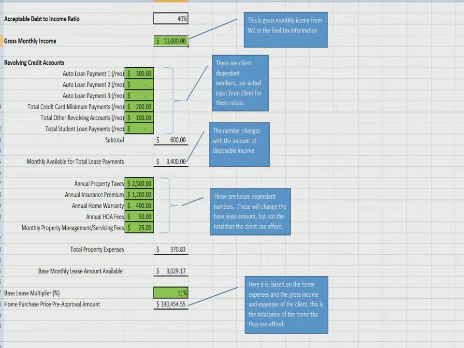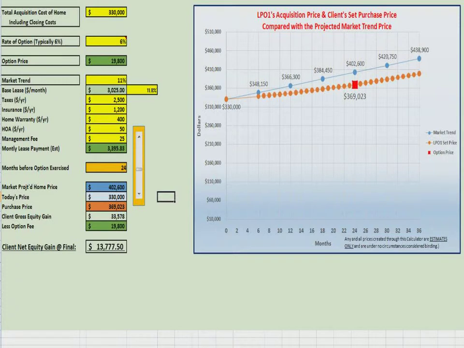Now we're going to flip over to the graph side. I'm going to take that same $330,000 as our acquisition at the top of this. Let's put in there that the option fee is going to be a standard 6%, which is what we like to always get up front. So the option fee comes out to $19,800.